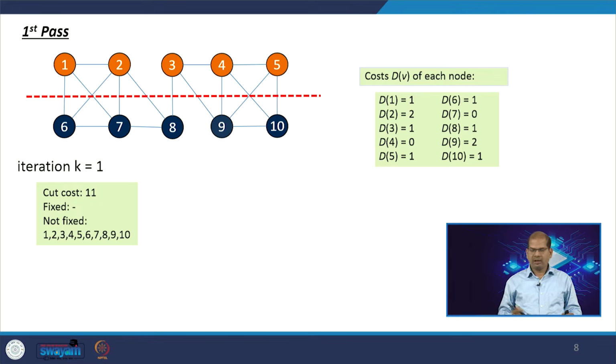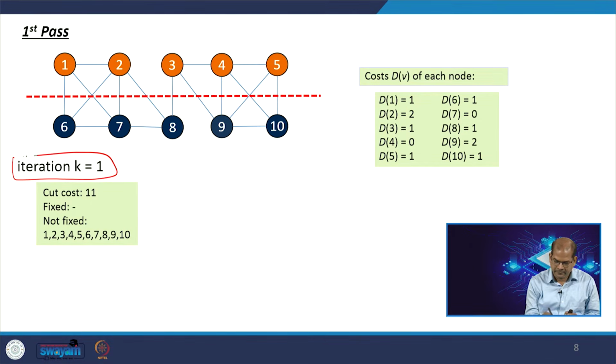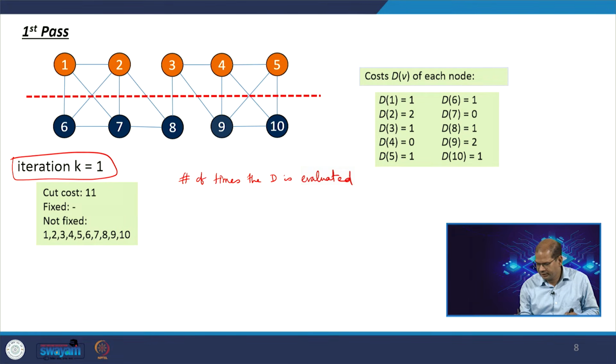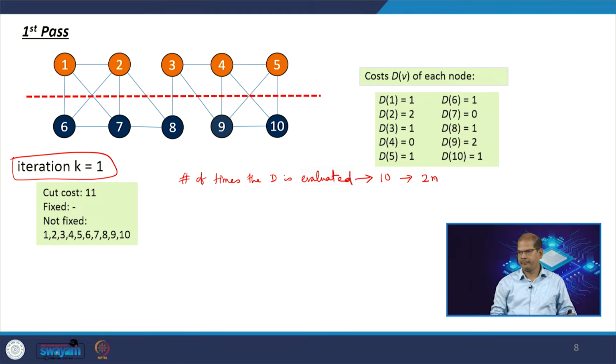Whenever I am calculating D of V in the first iteration, k equals 1, how many times do I need to calculate D? The number of times D is evaluated at k equals 1 is 10, which is proportional to 2n. Now, let us see how the D's are evaluated.